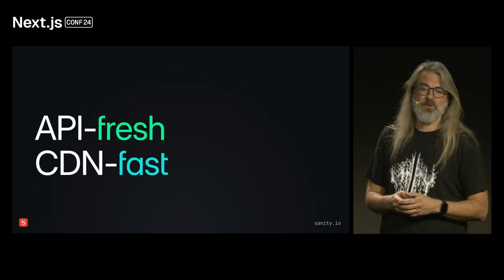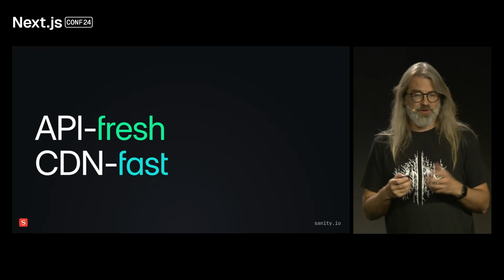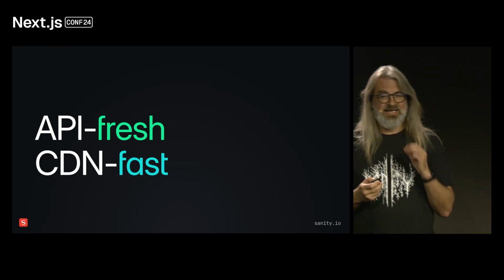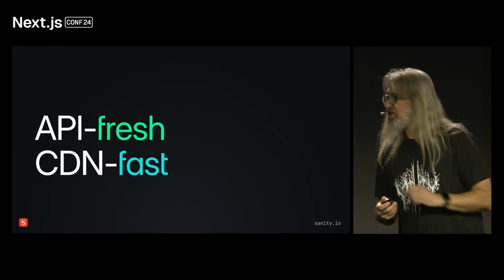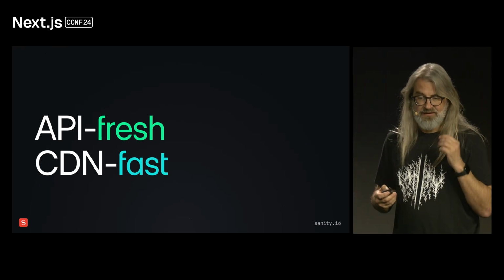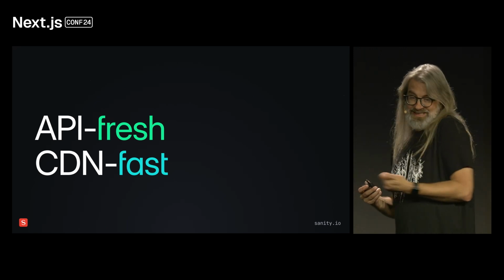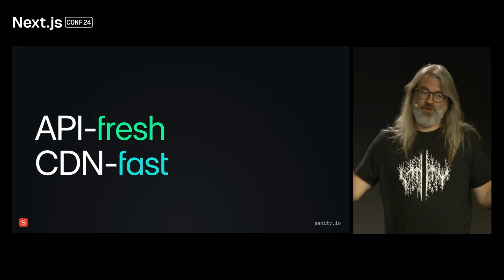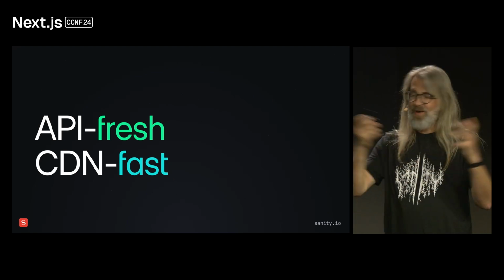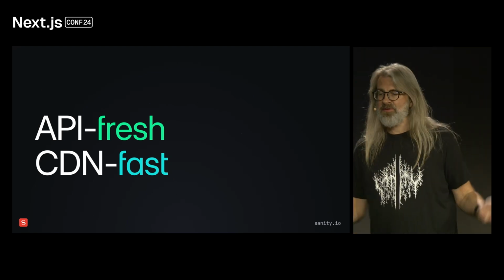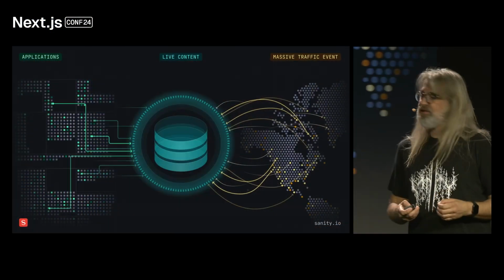So the ideal world, what we want, is of course to be able to serve API-fresh content as if we are talking to the source always. And we want it to be CDN fast, and we want it to be CDN cheap, and we don't want to do any work. We don't want to do the whack-a-mole, punching holes, setting timers, setting cache keys, and setting up webhooks. And we believe we have solved that with a live content infrastructure.